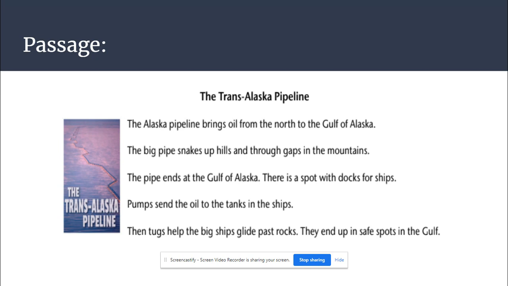So this is the passage that we're going to be looking at today. It's very short. We will start with pretty short passages and then work our way up to more complex ones as our time goes on. So this passage is called the Trans-Alaska Pipeline.